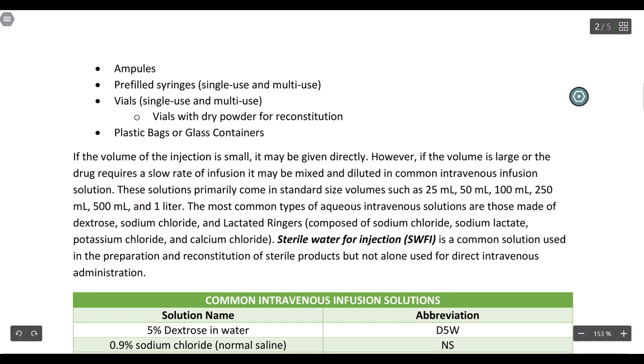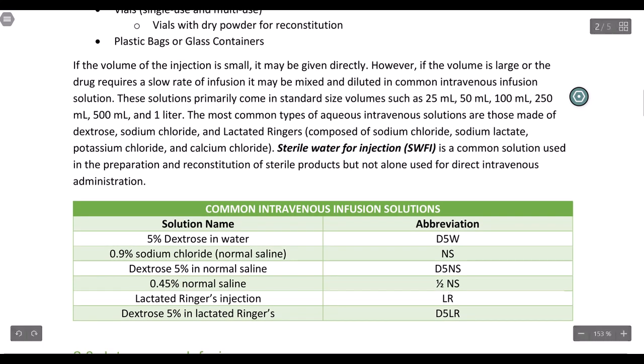Sometimes we just give those solutions to a patient, but a lot of times we'll also dilute drugs into those. When there's a large amount of drug, or a drug that needs to be slowly infused, we'll put some of that drug, let's say in 100 mLs or in a 1 liter bag, and administer it over time as an infusion, a slow rate of infusion. If we do have to reconstitute sterile vials, remember I told you that's where we use sterile water, so we do use sterile water for injection.